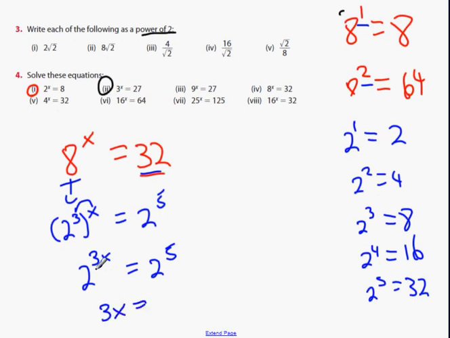3x has to equal 5. Oh. x equals 5 over 3. 5 over 3 is a number that's in between 1 and 2, as predicted.